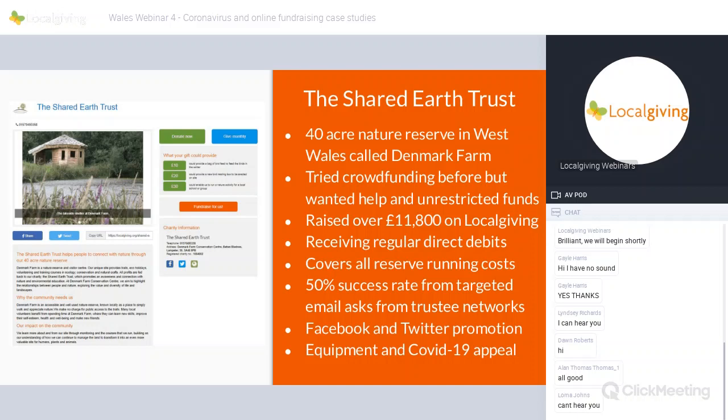They've now raised close to £12,000 through Localgiving, and they've really done very well on the direct debit front as well, having regular support. They've now got to the point where through the online fundraising, they are covering all of the running costs for their reserve.